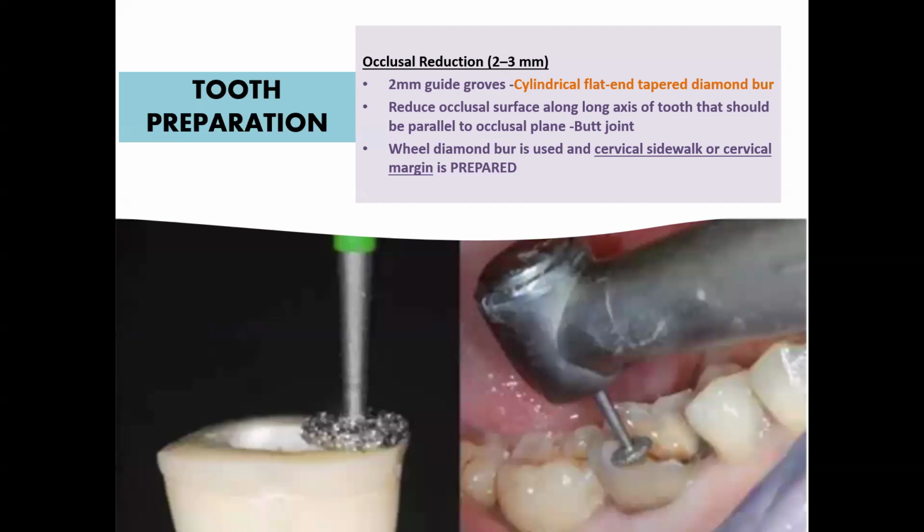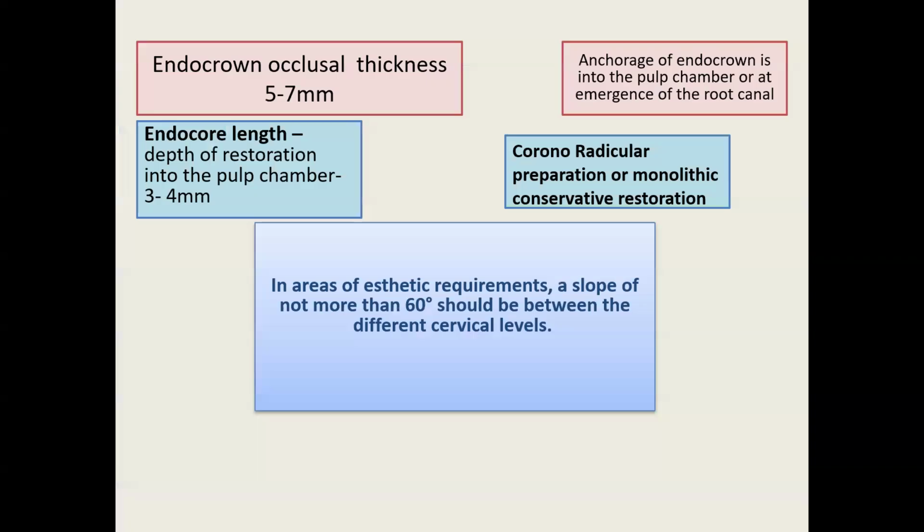And the wheel diamond bur is used to give a cervical sidewalk because it is something like a platform. See, when you are seeing the occlusal aspect clearly, you can notice a cervical sidewalk. So that is how the cervical margin is prepared, where the endocrown will sit in that position. And that particular preparation is done by using a wheel diamond bur.